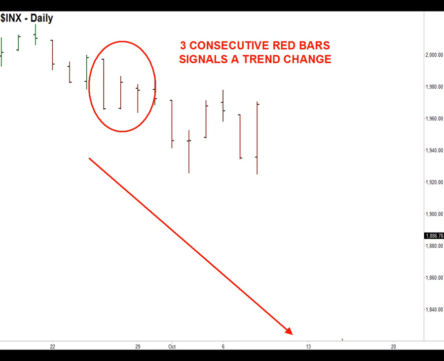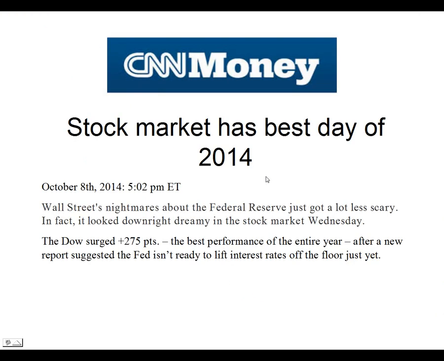Now, a lot of people look at this as some type of short-term bottom. As you see here, we had a bottom made here and another bottom made here. So people were even calling this some type of a double bottom. In fact, CNN Money came out and they said the stock market has the best day of 2014. Now, this was on October 8th after the close. It says Wall Street nightmares about the Federal Reserve just got a little less scary. In fact, it looked downright dreamy in the stock market on Wednesday.